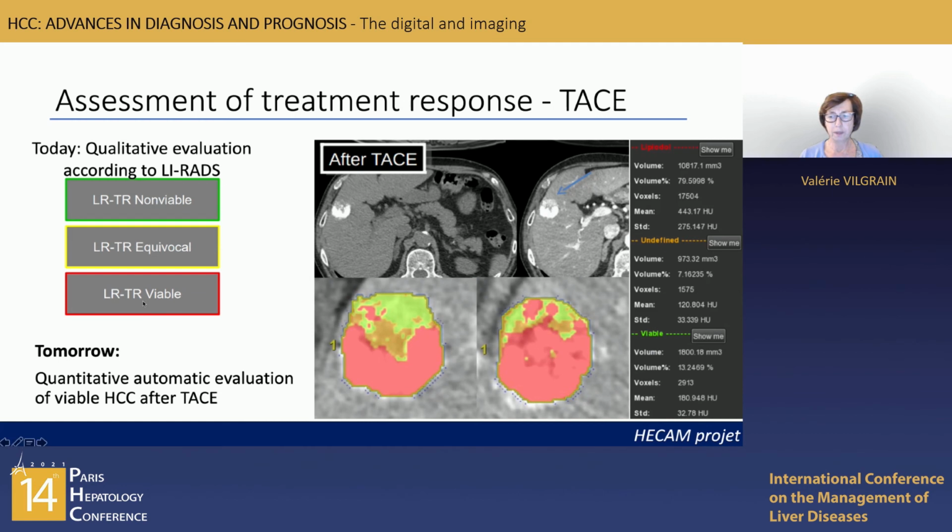Again, with the ECAM project, we were interested in automatically depicting the hyperenhancement after conventional chemoembolization with lipiodol deposition. As you can see in the two bottom images, we were able to define different components within the tumor. In red, the lipiodol. In green, at the top, this is the viable portion, and in the middle, the undefined. And then we could quantitatively assess the proportion of viable tumor.